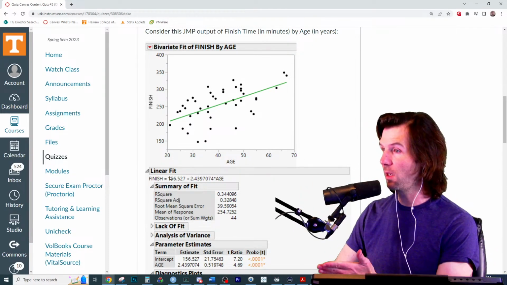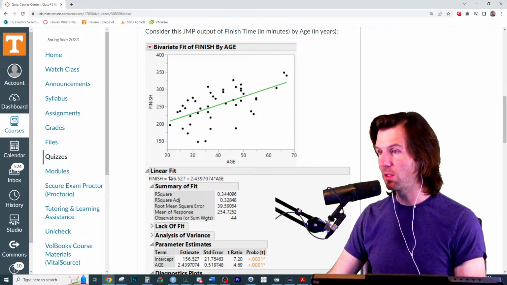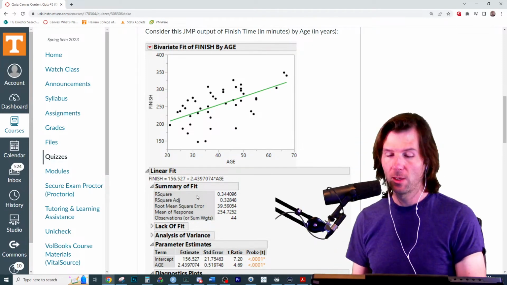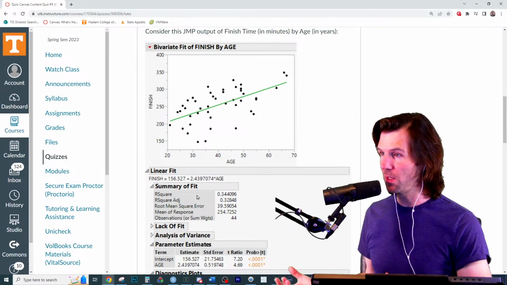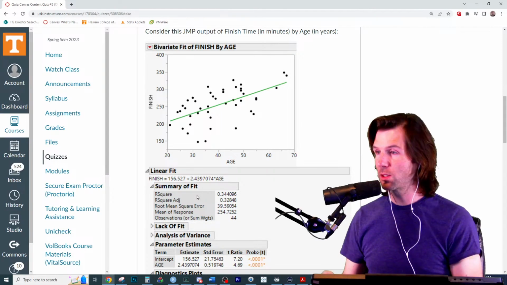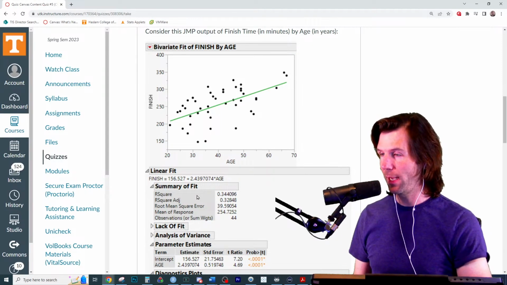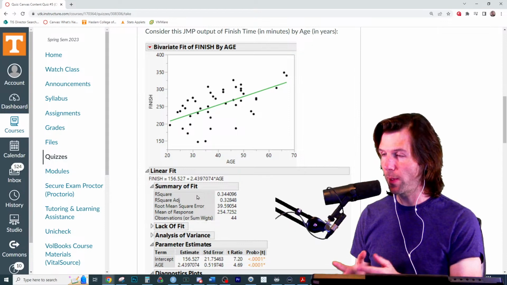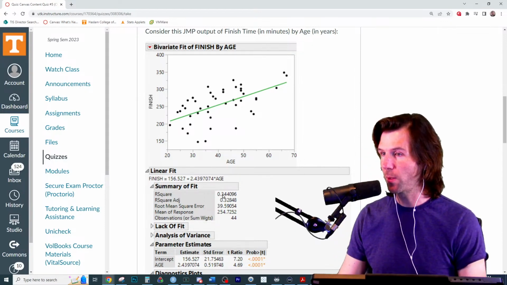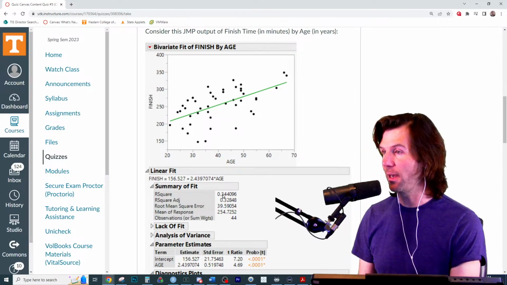Interpret the intercept in context of the problem. When someone's age is equal to 0, we expect their finish time to be equal to 156.52 minutes. When x is equal to 0, we expect y to equal b0 on average. Sprinkle a little on average on there. Next, interpret the slope. For each additional x, we expect y to increase or decrease by b1 on average. So for each additional year, we expect someone's finish time to increase by 2.44 minutes on average.